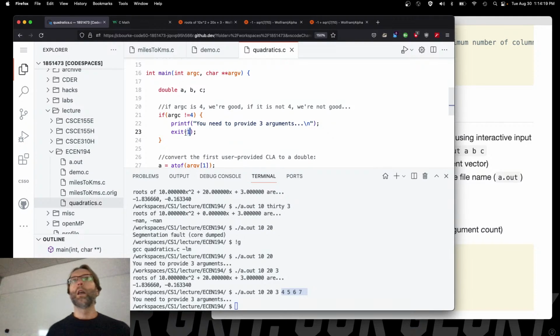Now, for your first hack, you don't need to worry about this. The grader will always provide the correct number of command line arguments, so you don't need to check for this. If you want to write code to do this, go ahead. In the future, after we've covered conditionals, then you will need to write defensive code and error checking like this.